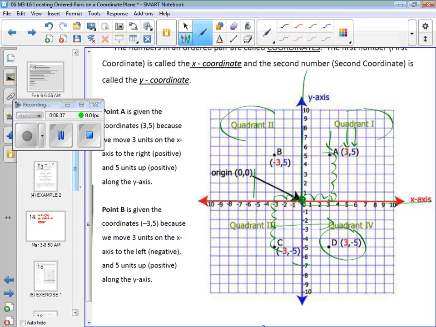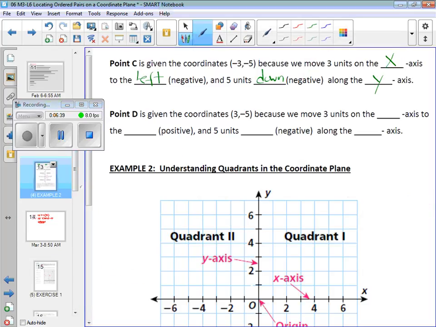So, going back to this page. 3 units along which axis? On the x-axis. X is always first. Left or right? Right. Good. Then to get to the 5, down. Down is negative. You got it. Done. Okay? All right, let's practice.